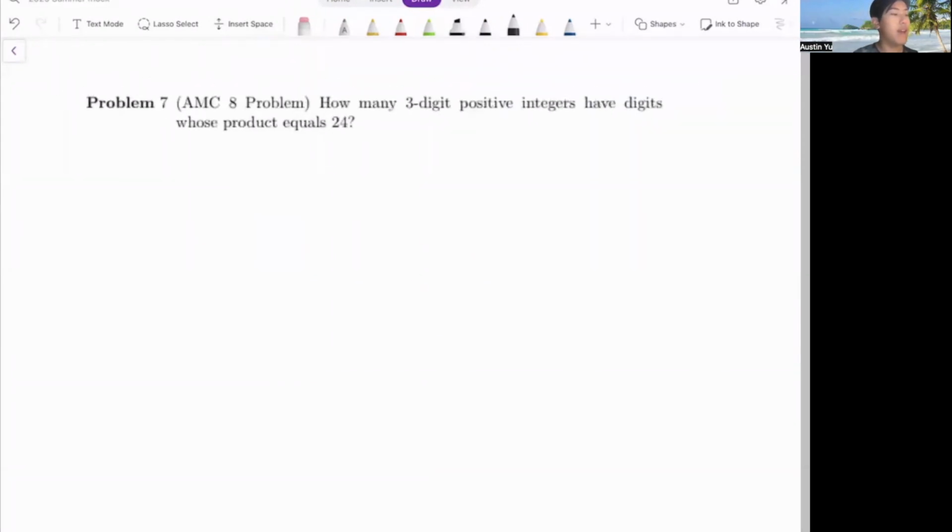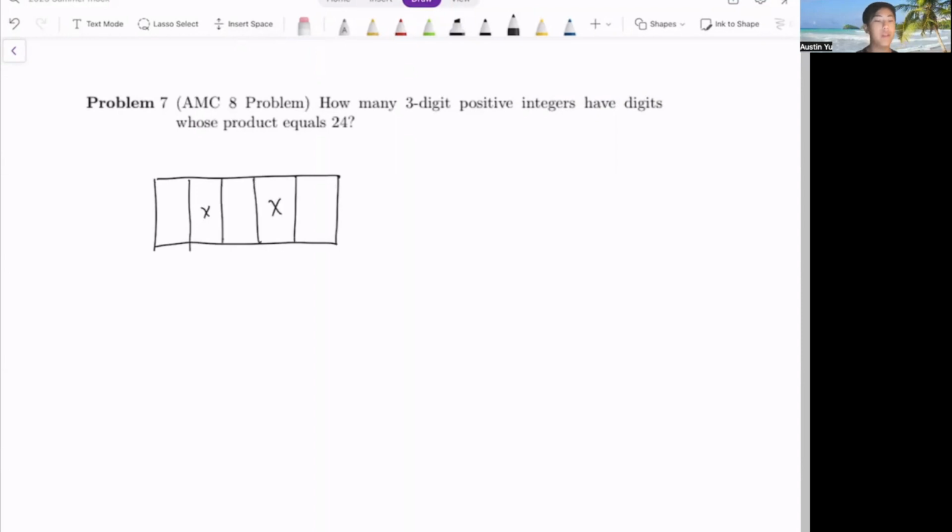Problem 7. How many 3-digit positive integers have digits whose product equals 24? Since these are 3-digit positive integers, we basically need to multiply their digits together so that the product equals 24. So let's try out all different cases.